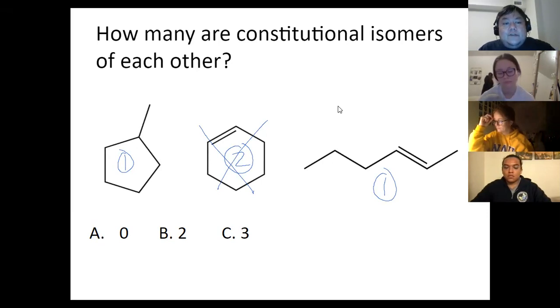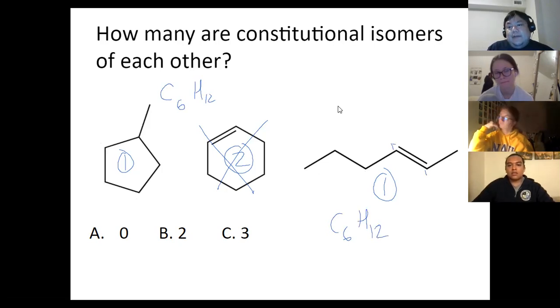But one, two, three, four, five, six carbons, C6H12, right? One, two, three, four, five, six carbons, C6H12. So they have the same molecular formula, they're connected differently. So they are going to be... does that make sense? So just work through it that way.